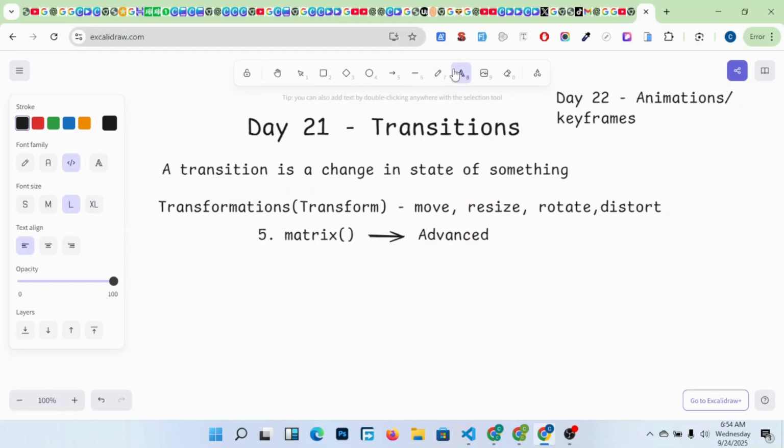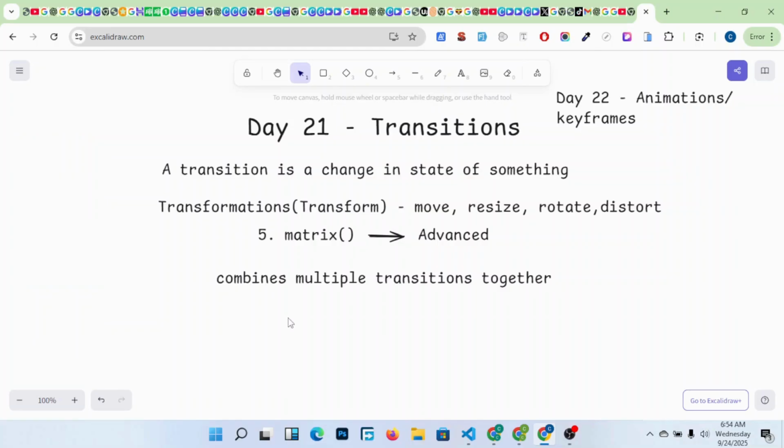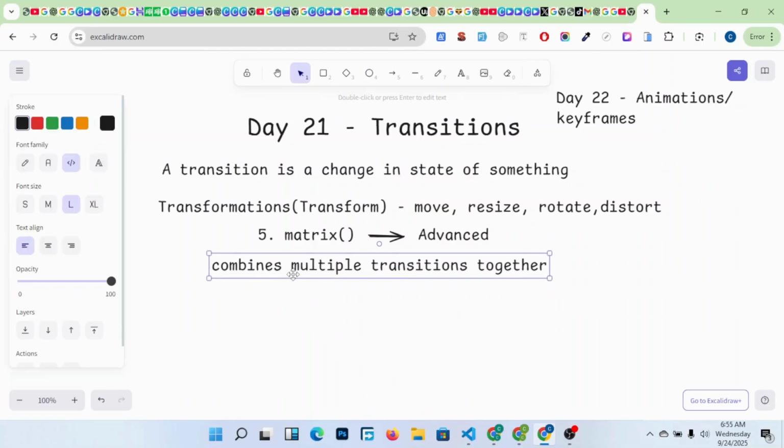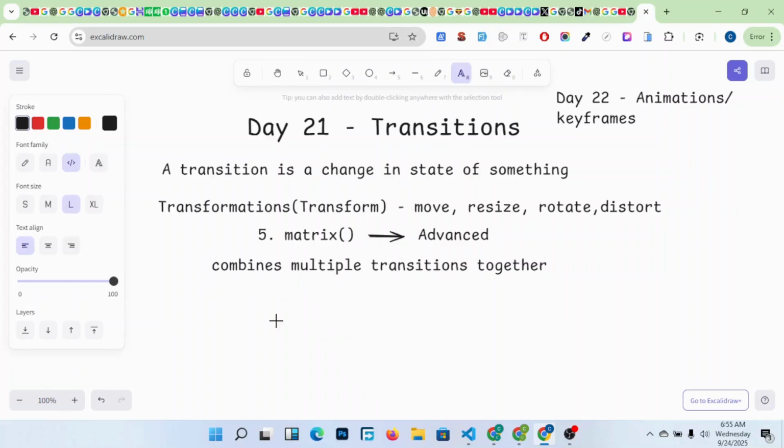This one here combines multiple transitions together. Okay? Together. We saw the other transitions which we had. Combines multiple transitions together.